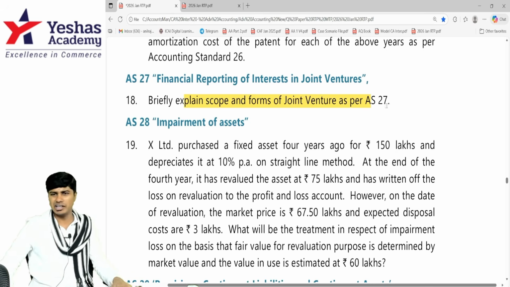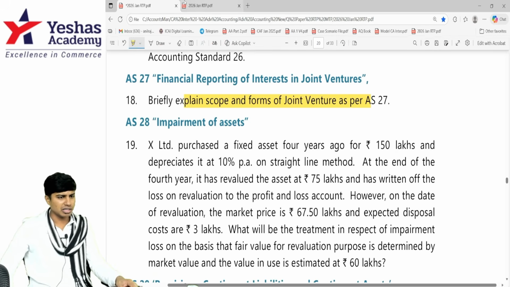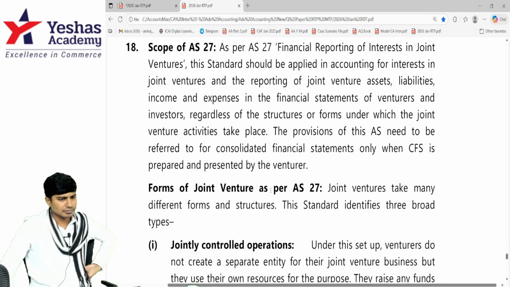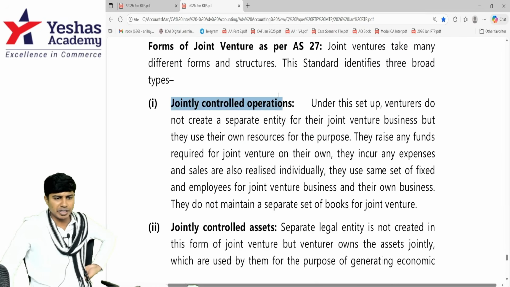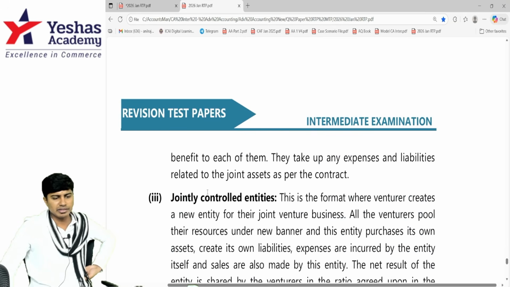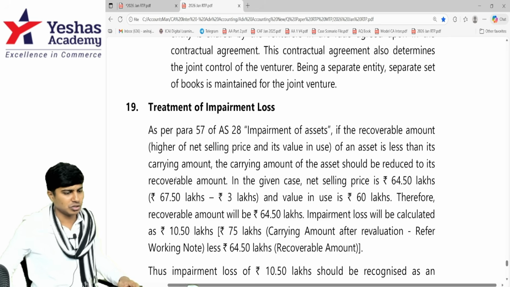Write a short summary on that. It will be done. Theory answer. It's given in the RTP only. You can read through the same thing. I can show you the answer. Yeah, jointly controlled operation, jointly controlled asset, and jointly controlled entity. Three forms of joint control. You can read through that. That's accounting standard 27 question.